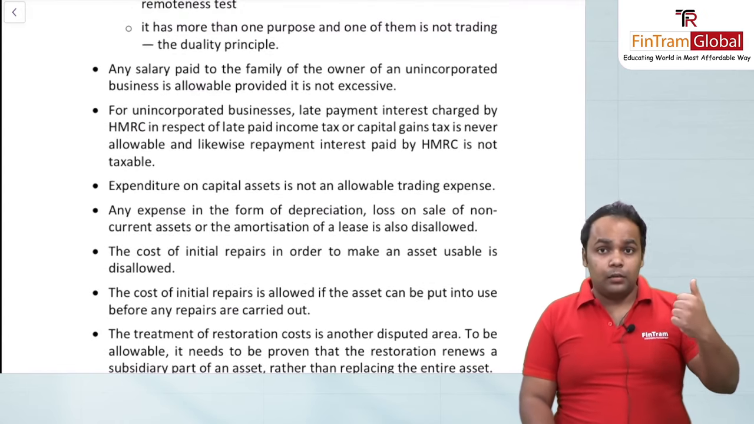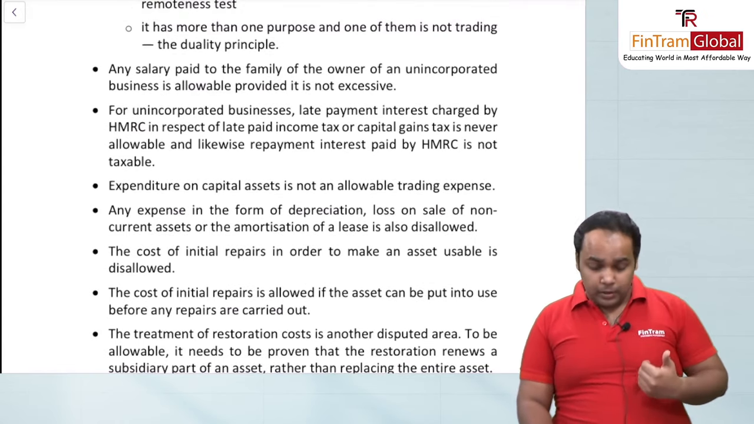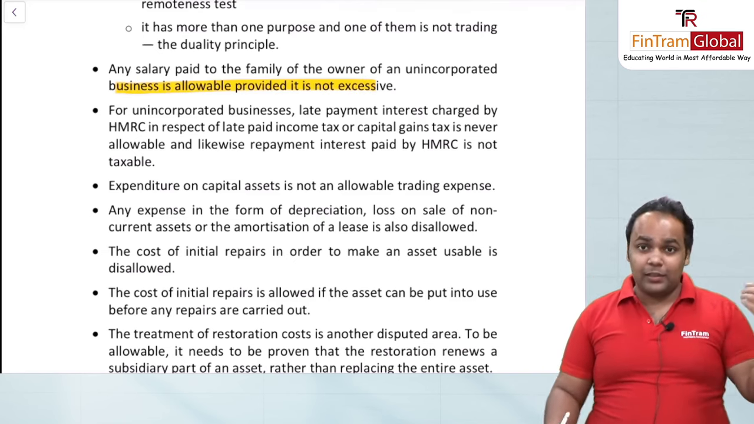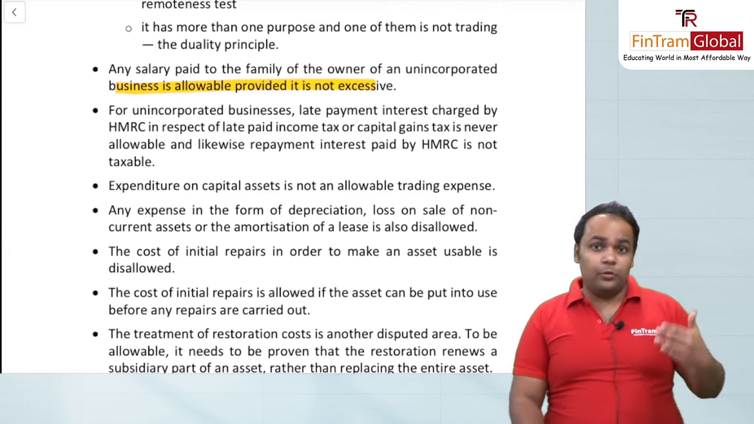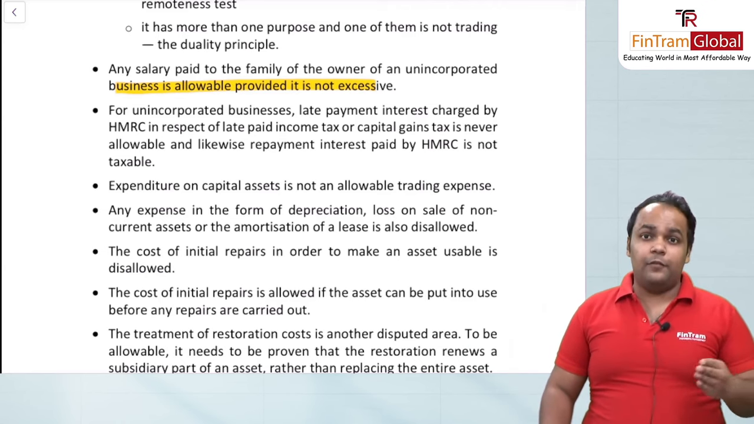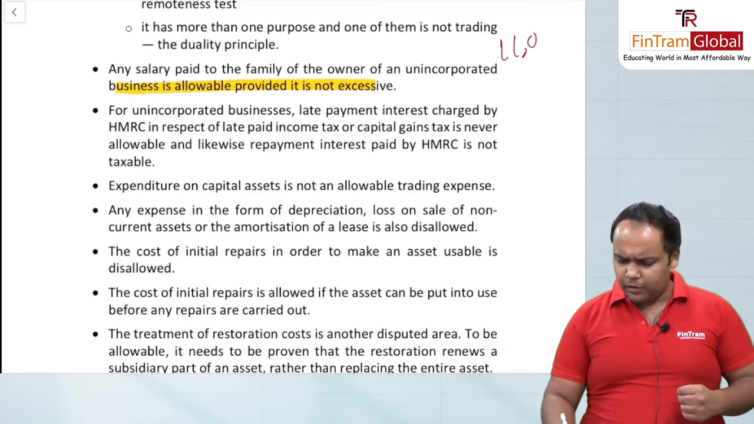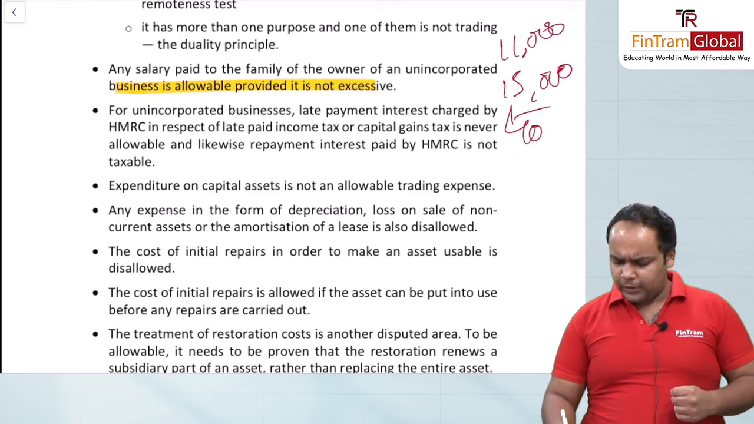Any salary paid to the family member of the owner is again allowable, provided it's not excessive. If it's more than the market value, then that additional figure is disallowed. So if the market value is 11,000 but they're paying them 15,000, that 4,000 excess is disallowed.